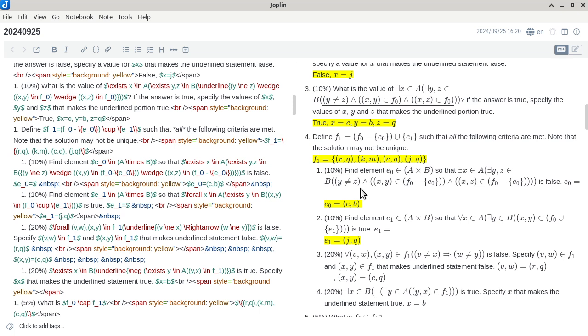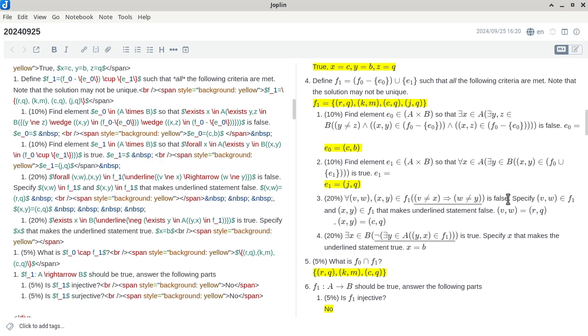I think so. When I was working on it, I thought that 4.3 was asking you to make F1 an injection. Yeah, so we need to make this false. So what do we want to make false? We basically want to find a case where both V and X are two different things from the domain that map to the same thing in the codomain. In other words, when this is false, F1 is not injective. So that's the requirement specified by number 3. When you work on E1 and E0 from the first two, you also have to make sure it meets the requirement of 3 and 4. So 1, 2, 3, and 4 all need to be met at the same time.